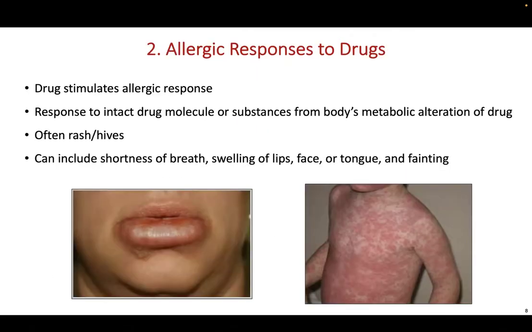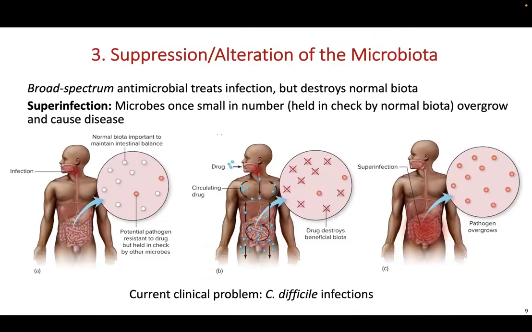So now let's move to allergic responses to drugs. Allergic responses mostly come from the body's response to the drug molecule or the body's metabolic alteration of the drug. We mostly see this on the outside as rashes or hives on the person's skin, and they'll be scratching themselves. It can also sometimes include shortness of breath, swelling of the lips, face, or tongue, and in the worst extreme cases you will faint.